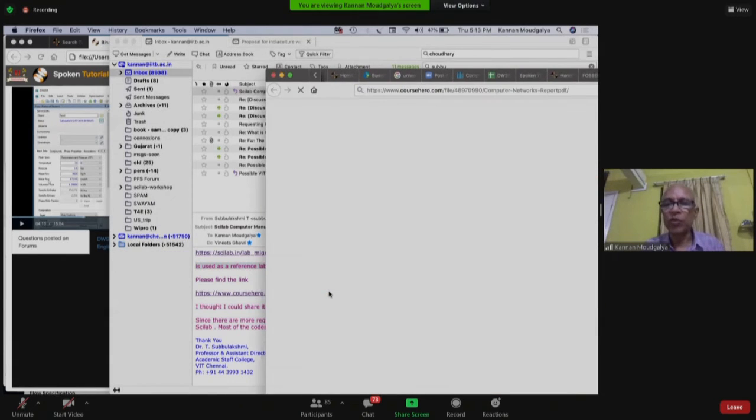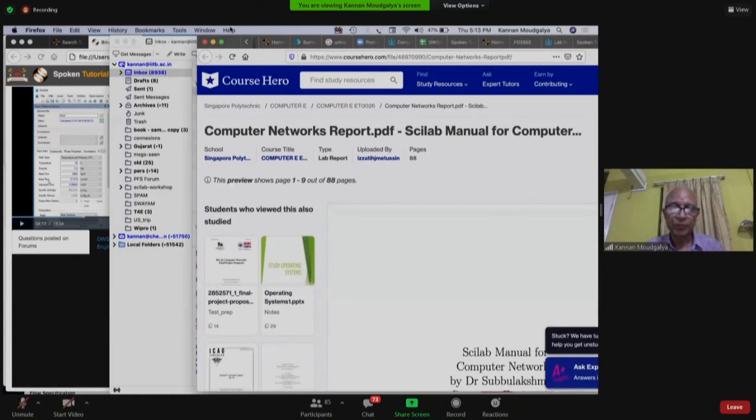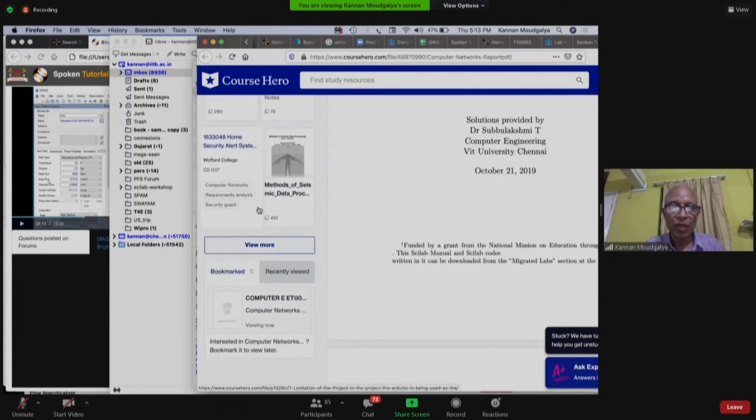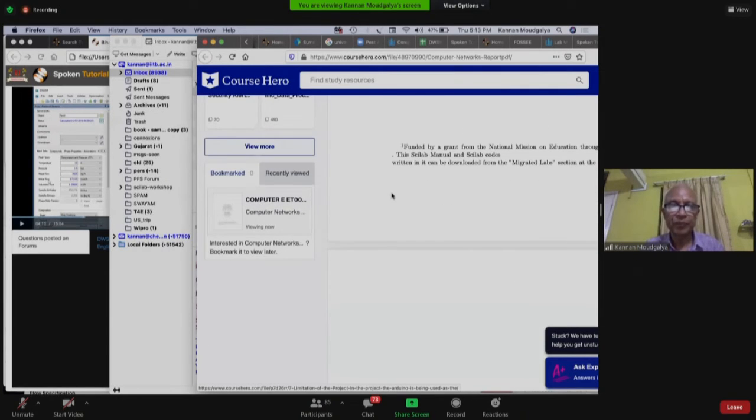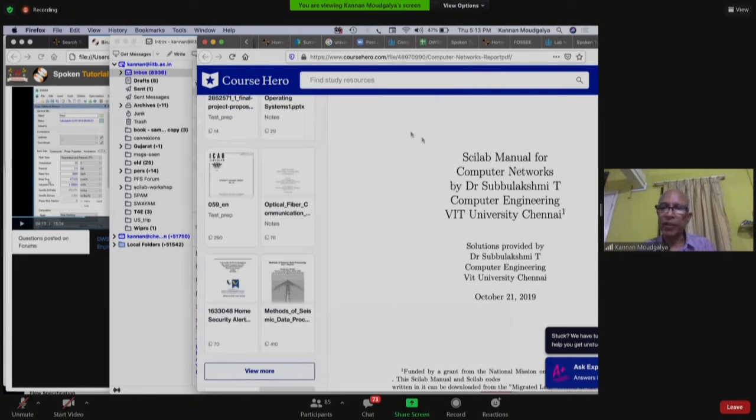Okay. In fact, if you go there, some page comes, and then there you can see operating system, lab report. I think one of these is hers. Okay. There it is. Scilab manual is here. See, this is Singapore Polytechnic and Scilab manual for computer networks by Subbulakshmi, computer engineering, VIT Chennai. So now they get recognition that they created, they contributed, and it is being used by other people, in this case from Singapore. So that is something very nice.